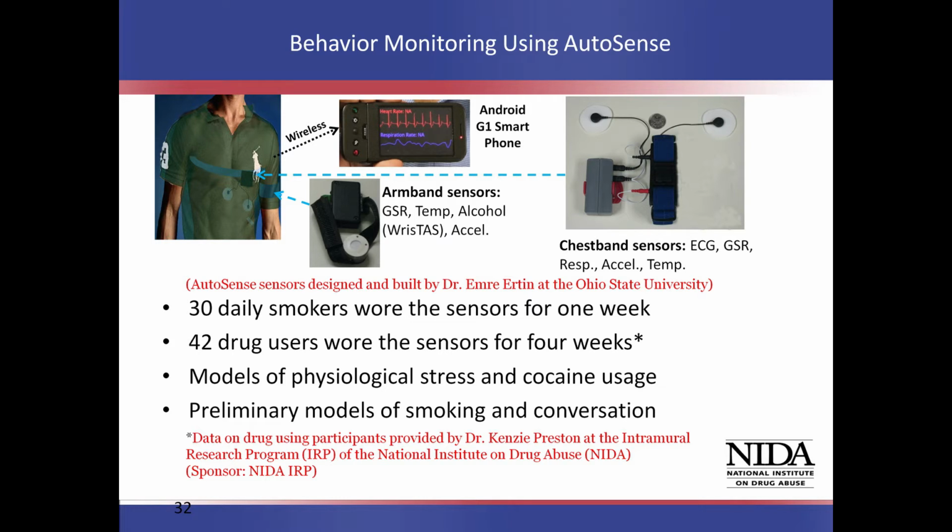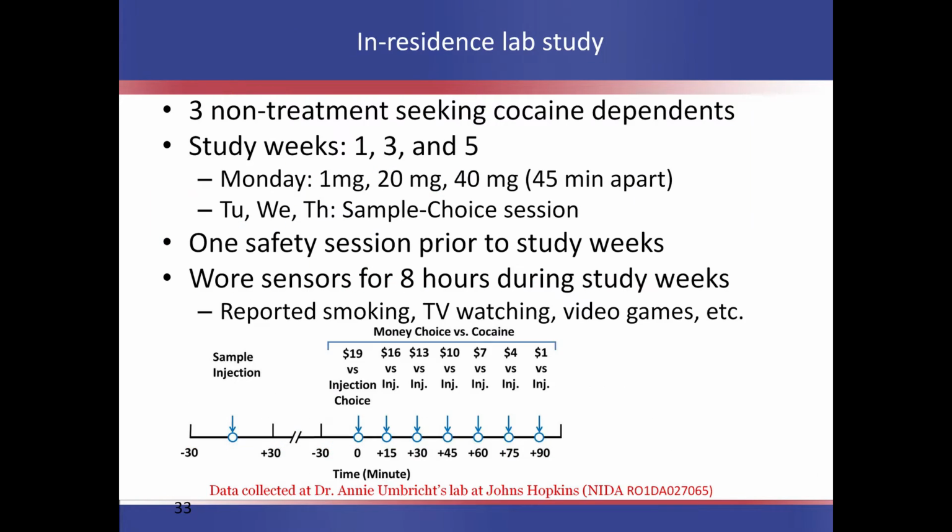AutoSense by now is mature enough for use in scientific studies. We have had 30 daily smokers who wore AutoSense for 1 week in Memphis. Then we recently had 42 drug users who wore these AutoSense sensors for 4 weeks in the field environment. Using all these measurements we have collected from AutoSense, we have developed models of physiological stress response, and we have developed a model for detecting cocaine use that I'm going to present in this case study. We also have developed some preliminary models of detecting smoking from respiration measurements and conversation from respiration measurements.